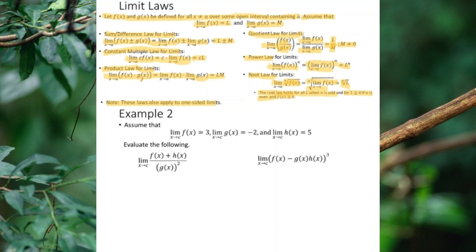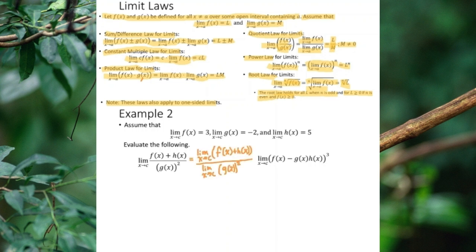To take a look at how to use these properties and when to use these properties, we're going to evaluate the following limits given that the limit as x approaches c of f of x equals 3, g of x is negative 2, and h of x is 5. The way we pick which property to use is based off of reversing the order of operations. What I mean by that is the last operation we perform when simplifying, if we plug in values, would be the first property I would apply. So if we look at the limit as x approaches c of f of x plus h of x all over g of x squared, the last operation we would perform is division. So we will use the quotient rule.